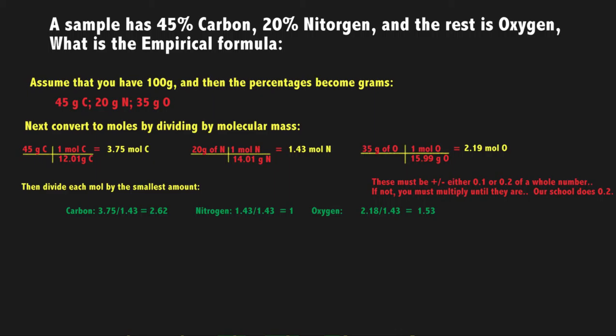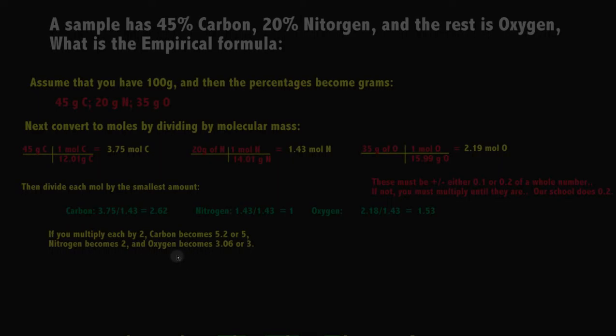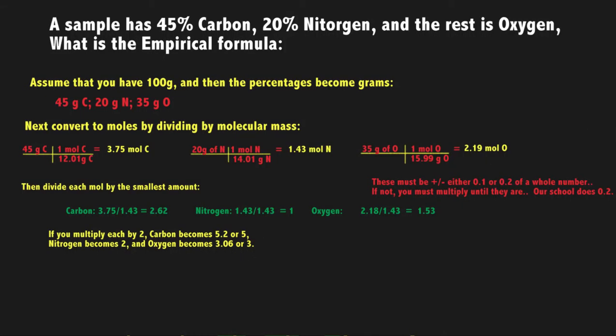If you multiply by 2 in this case, the carbon becomes 5.2, which is close enough to 5 to assume it's a whole number. Nitrogen becomes 2, because it's 2 times 1. And 3.06 is pretty close to a whole number of 3. It's within that allowable plus or minus 0.2 range. So as a result, you can determine the empirical formula by just adding those subscripts to those elements: the 5 for the carbon, the 2 for the nitrogen, and the 3 for the oxygen.